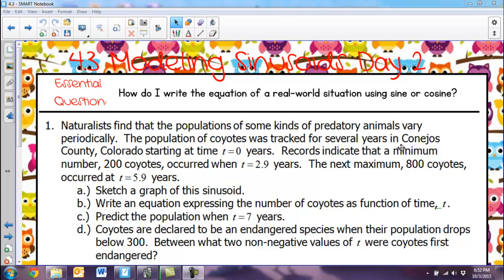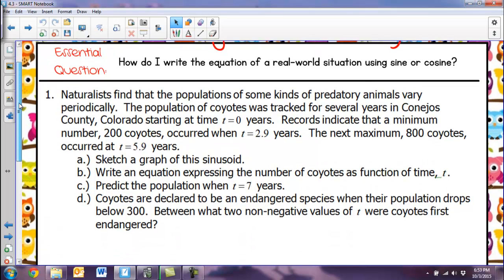Hey guys, today is the optional modeling sinusoids day 2. This is just some more practice problems using our writing equations of sine and cosine graphs. I'm going to go through 2 different examples. Feel free to stop and pause whenever you need some extra help.